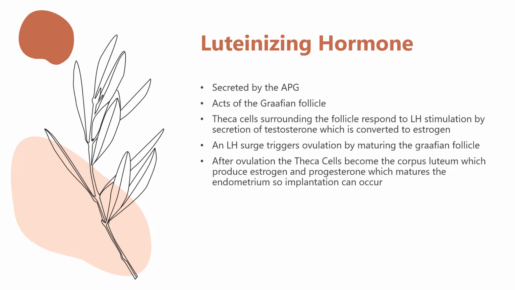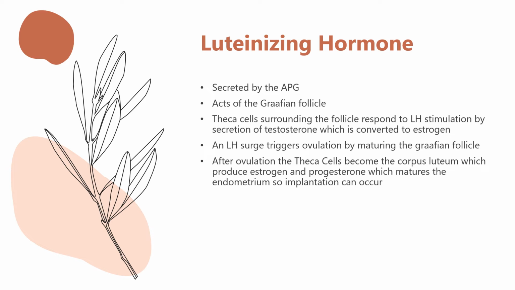The theca cells that we spoke of surrounding that follicle respond to the luteinizing hormone by secretion of testosterone, and that testosterone is converted into estrogen for one last surge. During that surge, the vascularity of the Graafian follicular wall is going to become very edematous and eventually rupture.